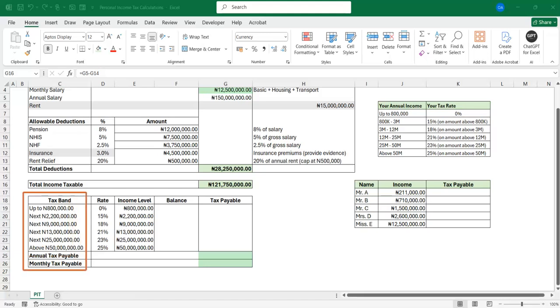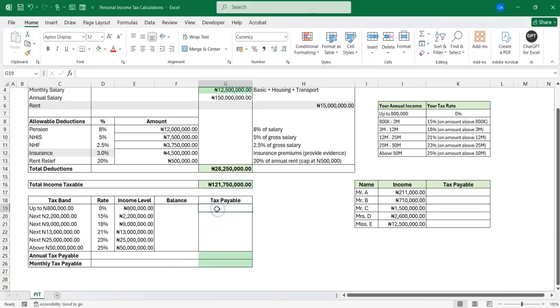Up to 800,000 is 0%. The next 2.2 million, we have it to be 15%. The next 9 million to be 18%. The next 13 million to be 21%. The next 25 million to be 23%, and above 50 million to be 25%. So let's just calculate and see what she's going to pay.